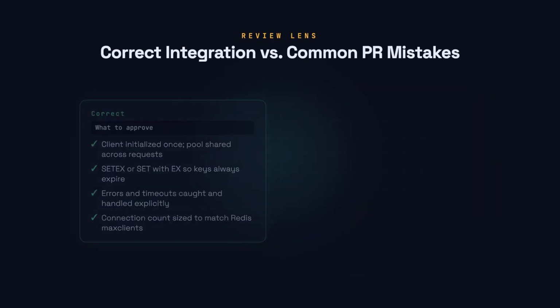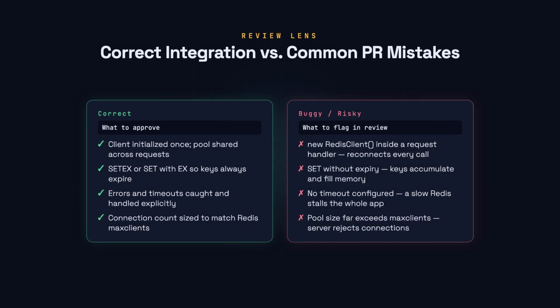When you review a pull request using Redis, look for these 4 mistakes. A client being constructed inside a request handler, SET calls with no expiry, missing timeout configuration, and a pool size that ignores the server's connection limit. Any one of these can cause an outage.